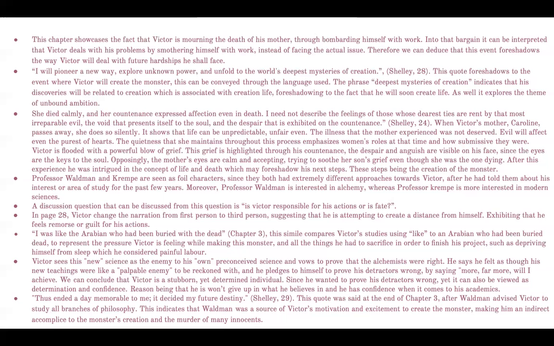And this quote was said at the end of chapter 3, after Waldman advised Victor to study all the branches of philosophy, because this indicates that Waldman was a source of Victor's motivation and excitement to create the future, which makes him kind of an indirect accomplice to the monster's creation and the murder of many innocent people, because he motivated Victor. He helped him pursue alchemy, because he was the only character that was into alchemy as well, whereas he knew where to stop and Victor did not know where to stop. So maybe he can be perceived as a type of motivation which made him an indirect accomplice.